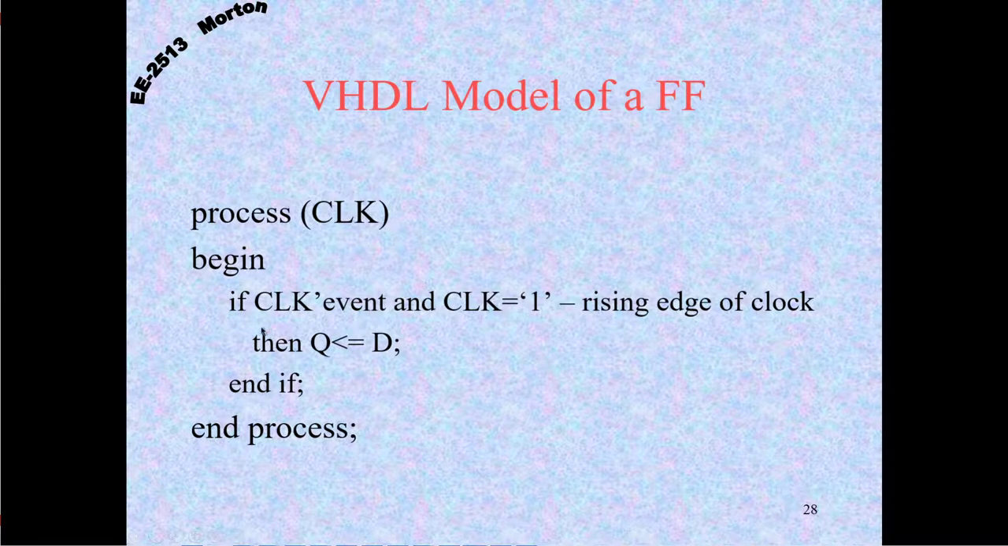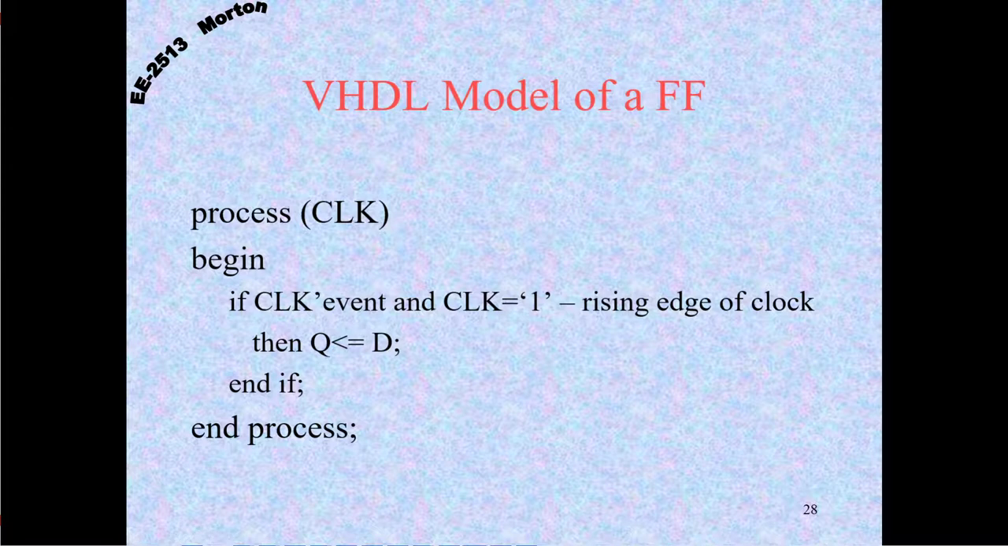Clock changed, and then if clock tick event and clock equals 1. That's just how we write it, and we always write it that way. It may not make a lot of sense, but you just kind of have to memorize that. There's a few weird things in all these languages, and clock tick event is one of the weird things in VHDL. It's just an idiom.